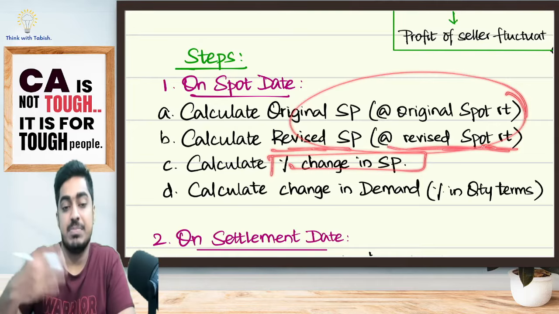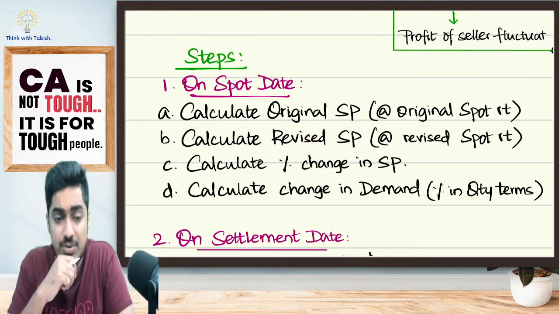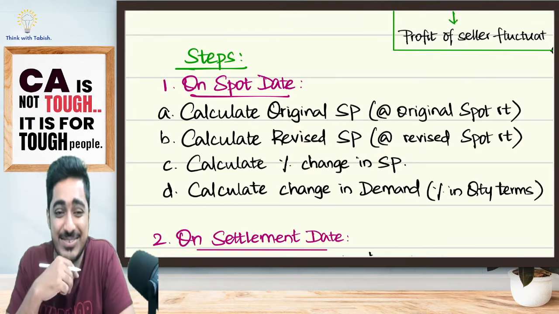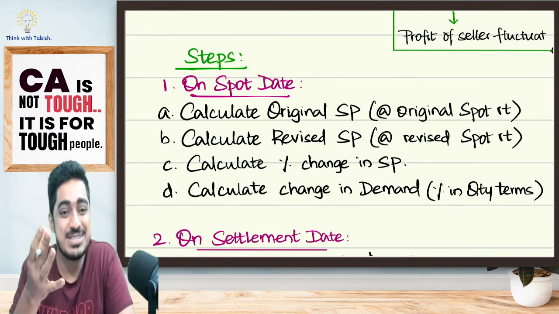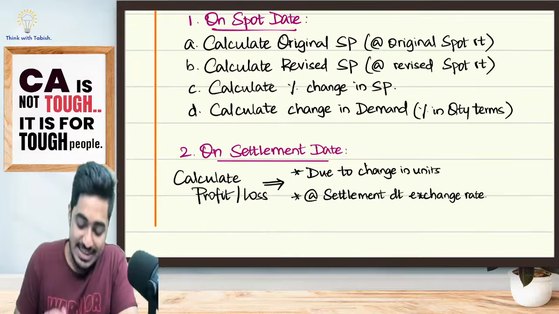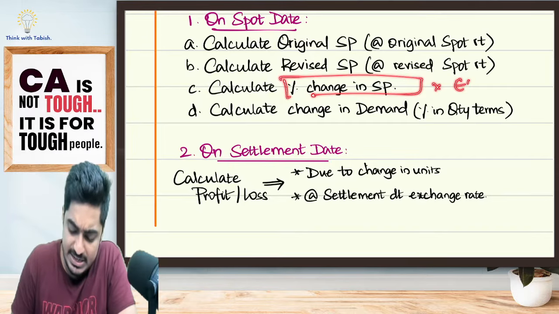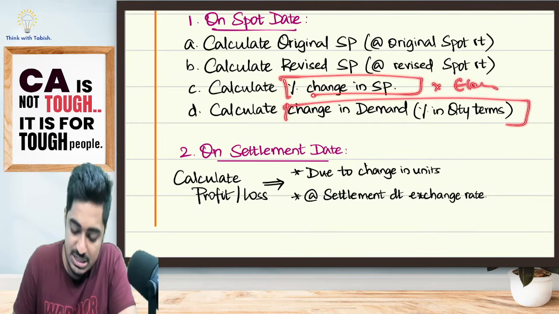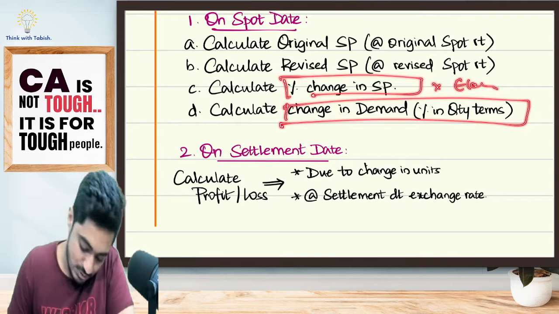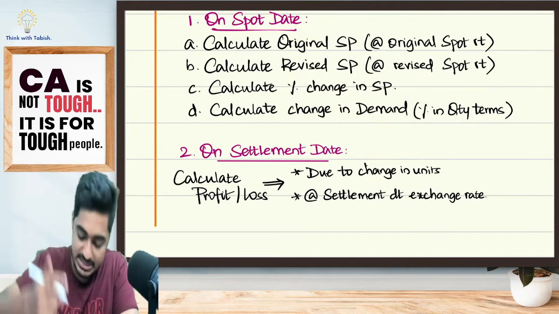Based on that, what would the question have given you? The elasticity of demand would have been given. Percentage change in selling price I got, and elasticity of demand is given. You multiply with the elasticity of demand, and you will get the percentage change in demand on quantity. Now you have got how much percentage the quantity is changing.